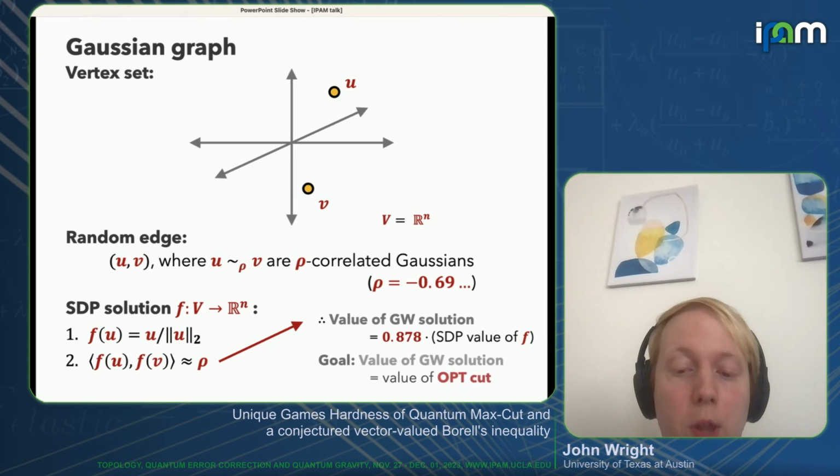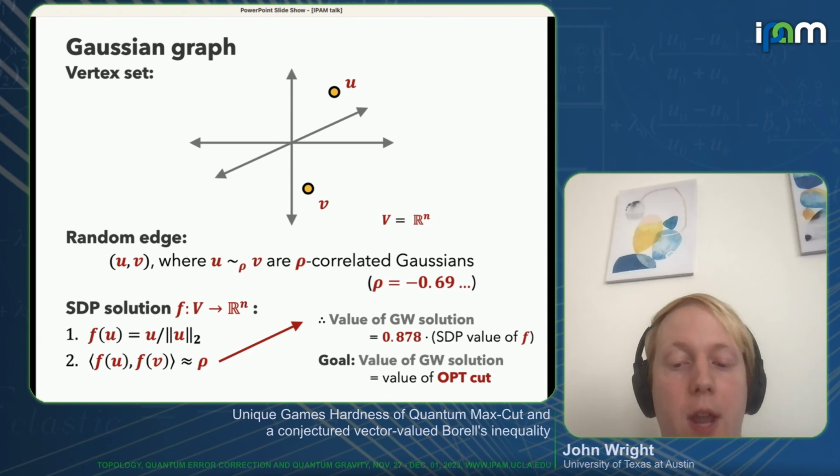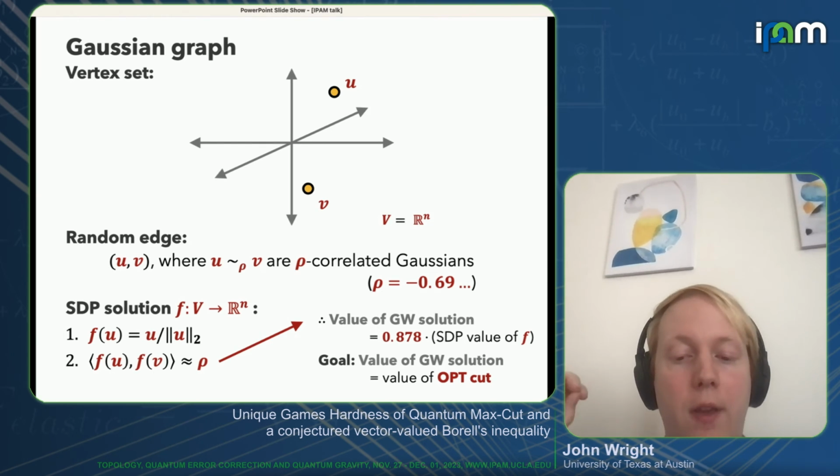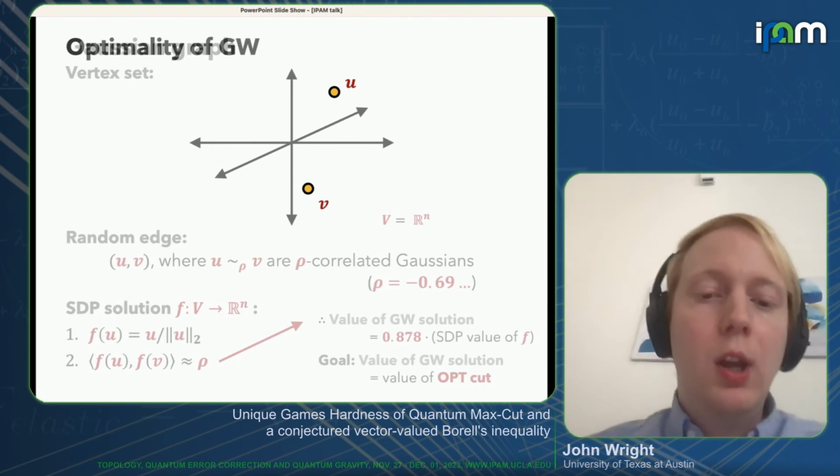Okay, but what we really want to show is that the optimal value is equal to 0.878 times the SDP value. If we get that, then we have that optimal divided by SDP is equal to 0.878, and that gives us our integrality gap. So what we need to do is show that whatever Goemans-Williamson gets is actually equal to the optimal value. Okay, so how do we show that?